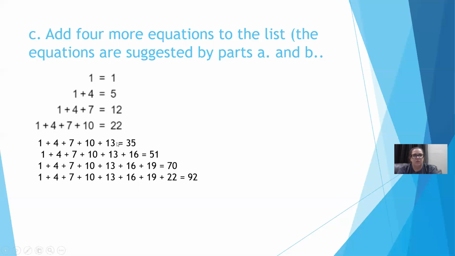So then it told me to do the 4 more equations. So it's going to be 1 plus 4 plus 7 plus 10 plus 13 equals 35. And then you're going to do that equation again, plus you'll add 3 more than the last number, so 16, 51. Add 3 more to the last one, it will be a 19. Equals 70, and then to the 19, 3 more than that is 22, so you add 22 to the last equation that you had. 70 plus 22 is 92. So that's how we did those.